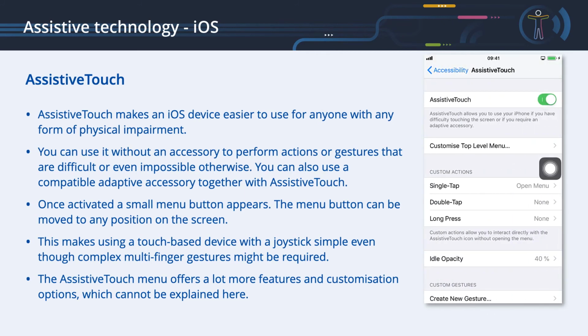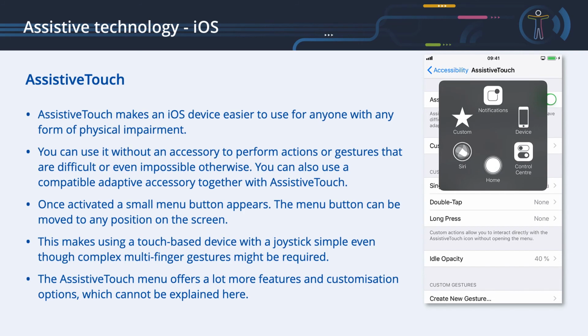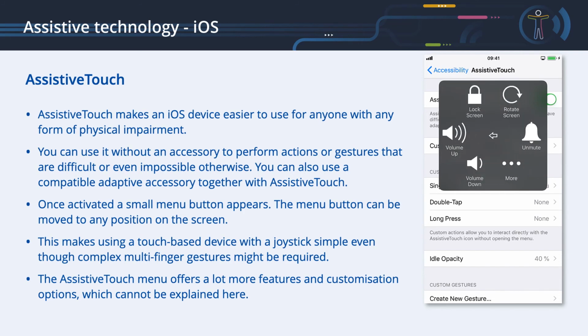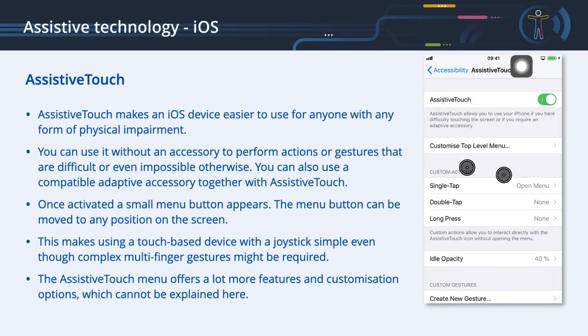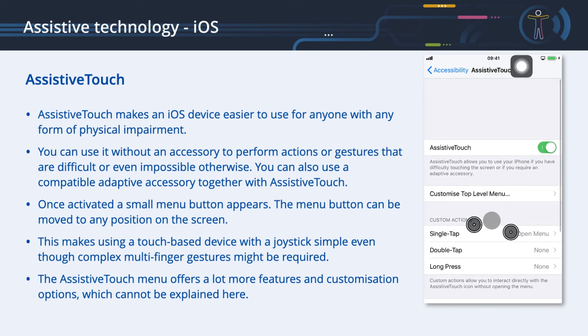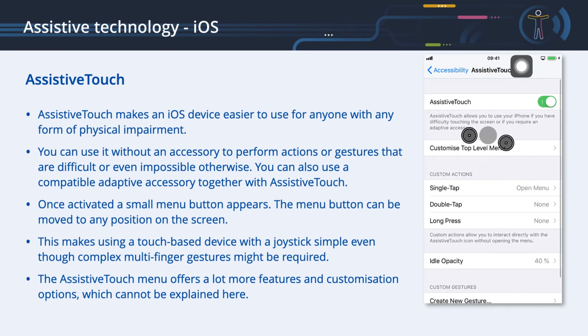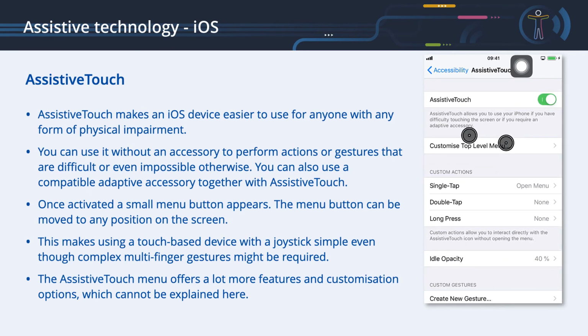Once activated, a small menu button appears. The menu button can be moved to any position on the screen. Let's try a 2-finger swipe with one finger. We touch the menu button and select Device, More, Gestures, 2 fingers. 2 spots appear on the screen to indicate the 2 fingers. Now we slide with 1 finger up and down. The system will simulate a 2-finger swipe even though we used just 1 finger. This makes using a touch-based device with a joystick simple, even though complex multi-finger gestures might be required.